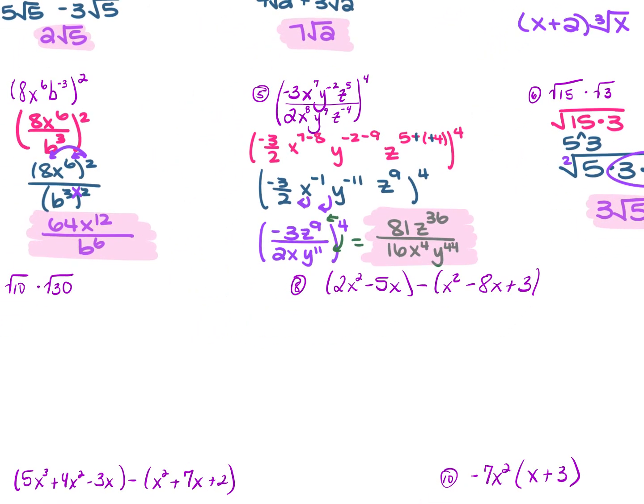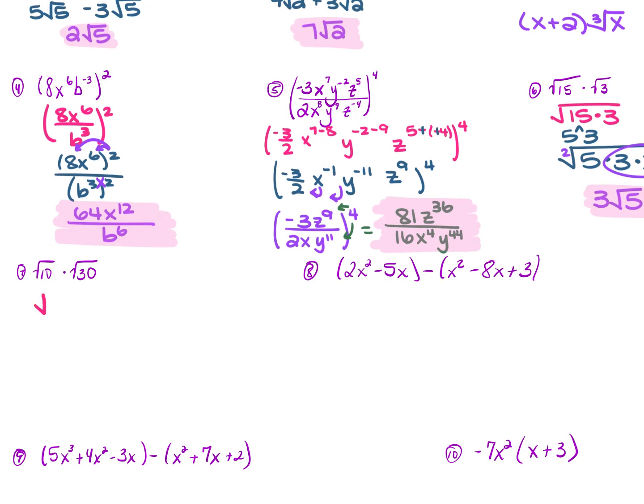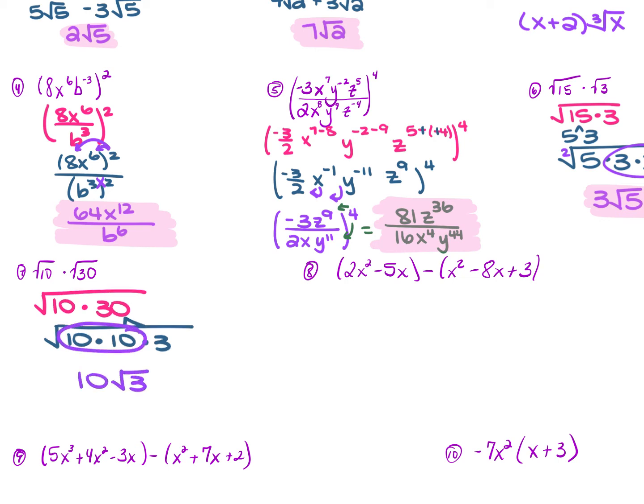For number 7, you have the square root of 10 times the square root of 30. Again, I would rewrite this as the square root of 10 times 30. That 30, however, has a factor of 10, so I would separate it to be 10 times 10 times 3. Literally the 30 just separates to be 10 times 3. From here, you're looking for the square root, so you have 2 10s. You can pull 1 out. That 3 is left over, so it stays under. So that's just 10 square root 3.